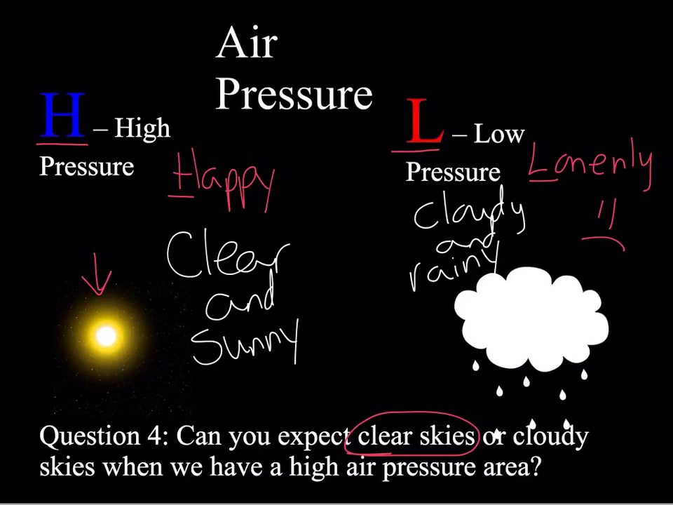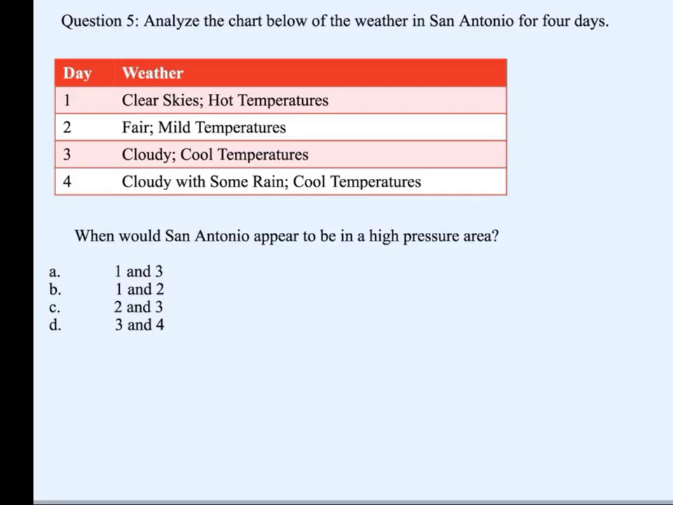Alright, let's go to the last question. Alright, we have here question 5. It says, analyze the chart below of the weather in San Antonio for 4 days. So we have day 1, clear skies and hot temperature. We have day 2, it's going to be fair with mild temperatures. Day 3, it's going to be very cloudy with cool temperatures. Day 4 is going to be cloudy with some rain and also with cool temperatures. So let's look at the question. When would San Antonio appear to be in a high pressure area?